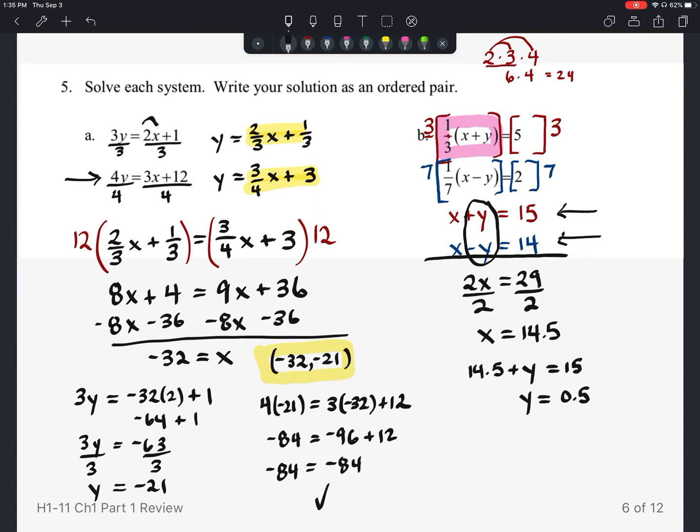We'll check it with the other equation there. So I have 14.5 minus that new y value, 0.5, and that should equal 14, and we see that it does. 14 equals 14. So the answer we have 14.5, comma, 0.5. That is our answer.